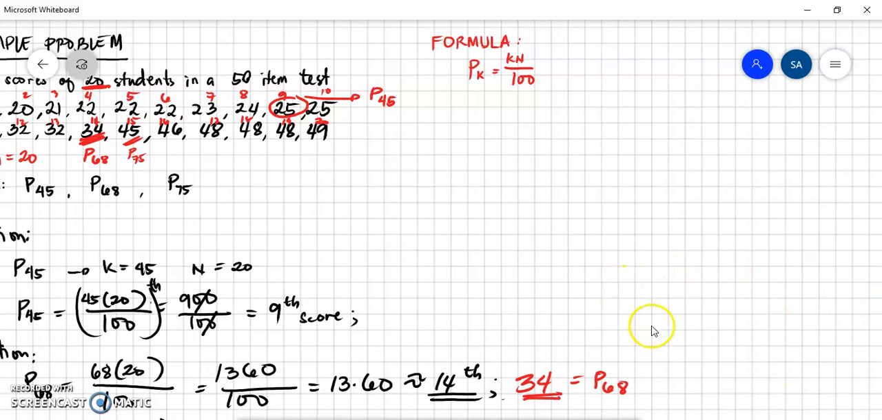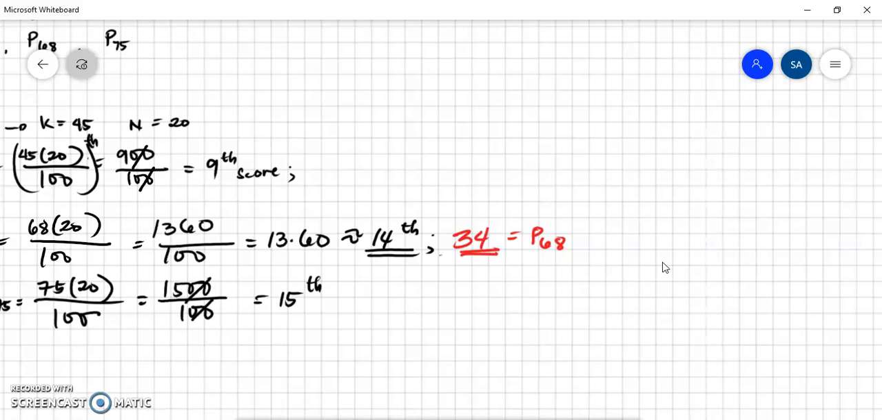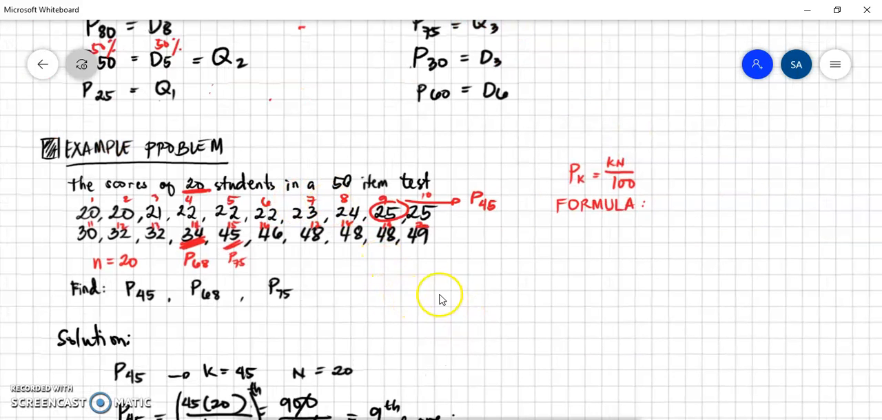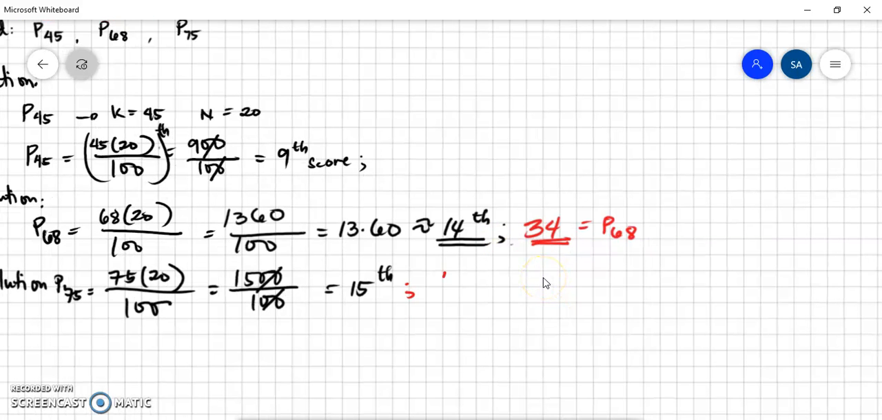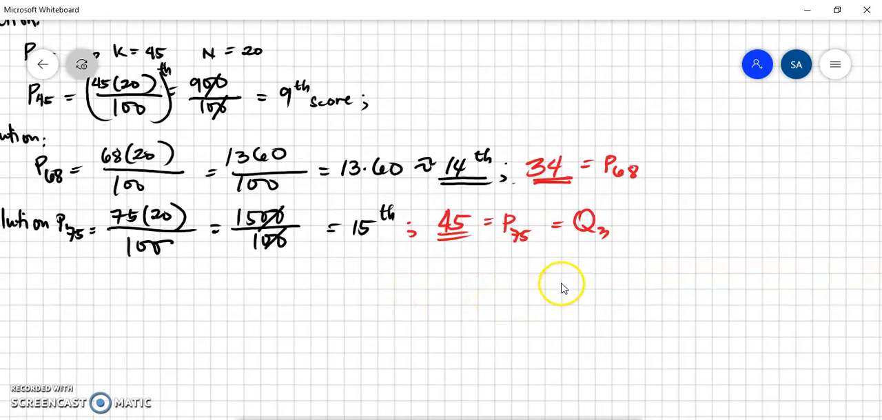So ganun lang maghanap ng percentile scores. So P sub 75 is 45. Ideally, P sub 75 also is equal to quartile 3. So, kung hanapin natin yung quartile 3, ito rin siya, 45. So, that is for percentile. So, kung hanapin natin yung pang top 75, ang score niya ay 45. Yung pang top 68 naman, ang score niya ay 34.